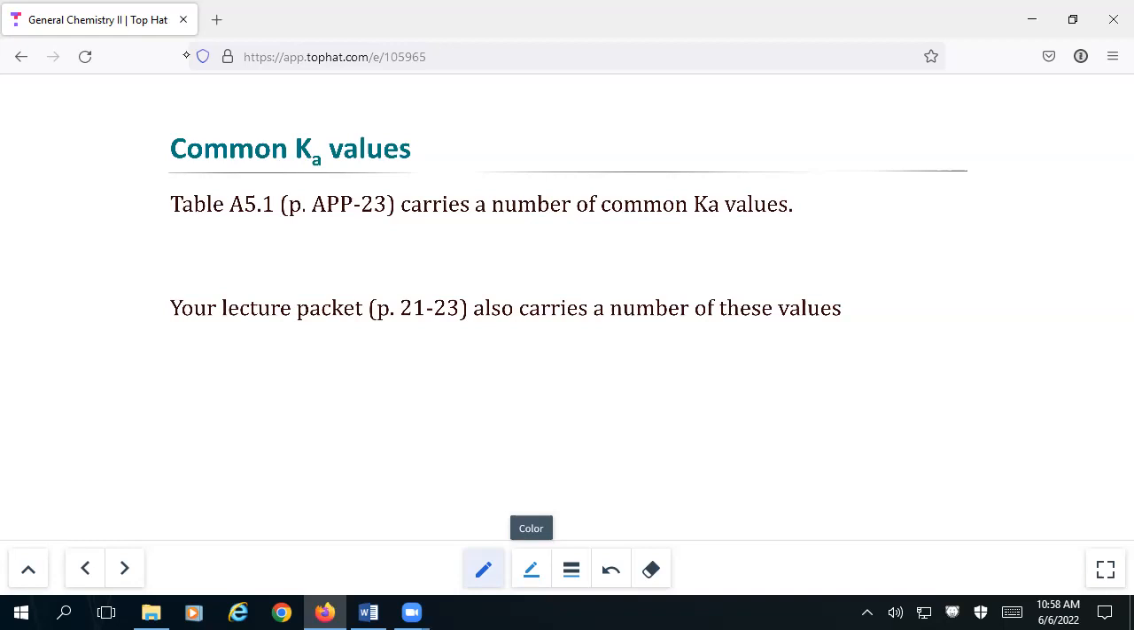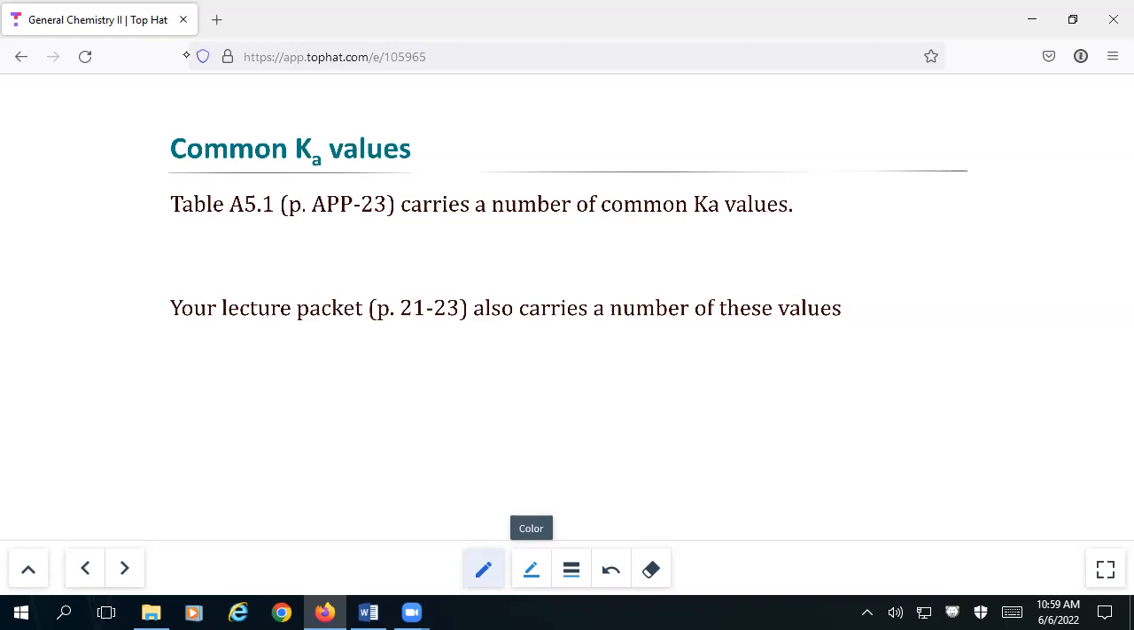Now, there are lots of places where you can find values of Ka. Unfortunately for you and for all of us, there will be disagreements between the value of Ka for a given acid, depending upon the resource that you look at. They'll all be around a general value, but you might see differences in sig figs. You might see differences in other places as well.